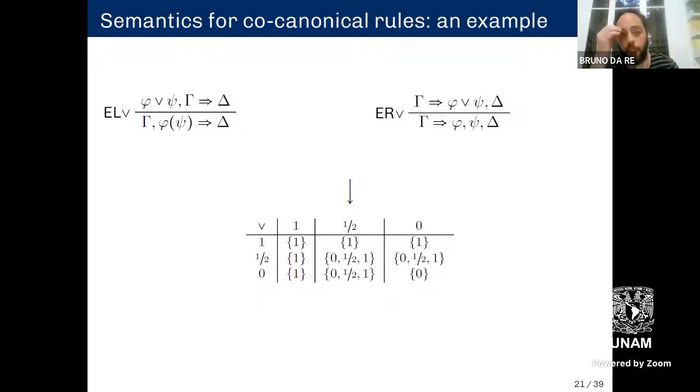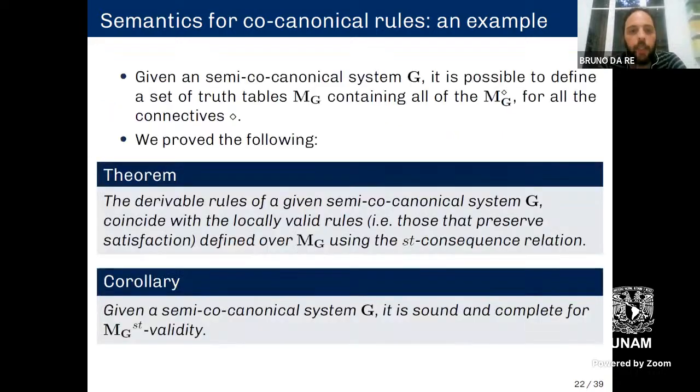Again, what you do to obtain a non-deterministic truth table for both is to make the intersection of the truth tables. So, given a semi-cocanonical system, it is possible to define a set of truth tables containing all the non-deterministic truth tables for each operation. And again, the derivable rules are exactly those that preserve ST validity or ST satisfaction over the non-deterministic truth tables that we have constructed in this way.